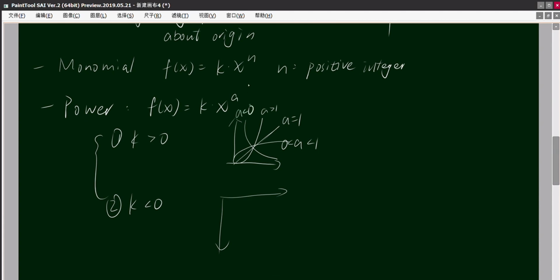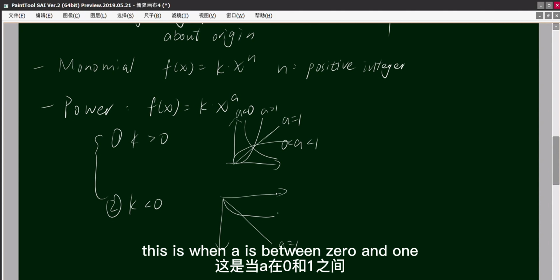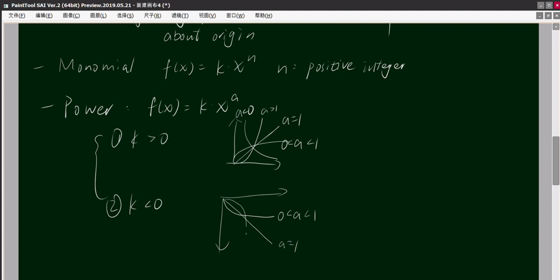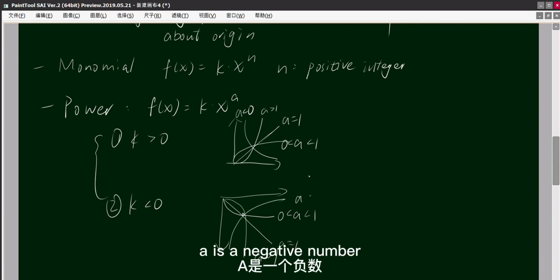And the same in the fourth quadrant: this is when a equals 1, and this is when a is between 0 and 1, and this is when a is greater than 1, and the last one is when a is a negative number. And for these two, the intersect is at (1, k), and this is also at (1, k).